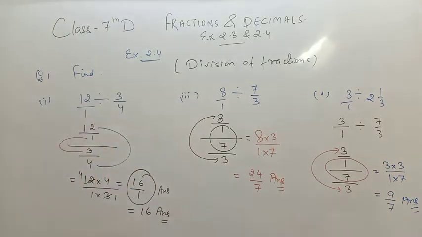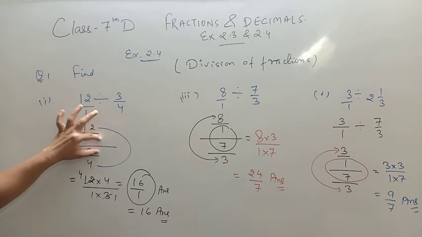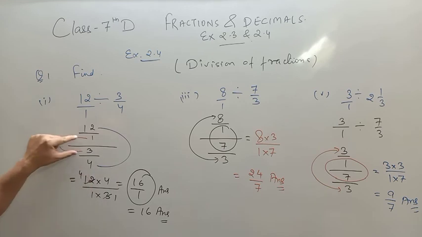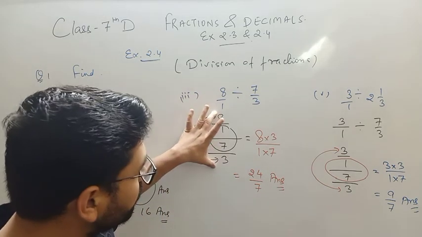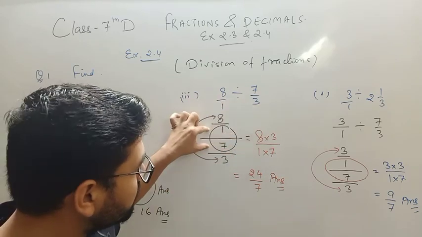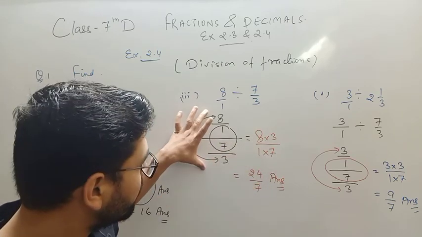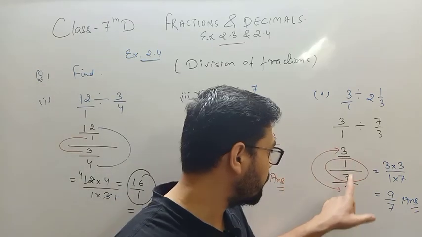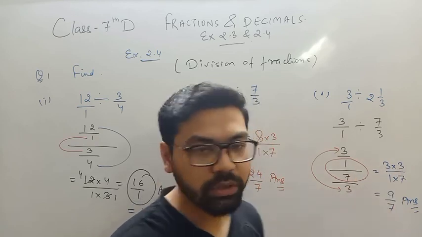So this is the simplest way of dividing two fractions, where you multiply the middle terms and the two extreme terms, right? So 12 into 4 is in the numerator and 3 into 1 is in the denominator. Same way, 8 into 3 in the numerator. So you just multiply the two extreme terms and just multiply the middle terms. The middle terms come in the denominator and the multiplication of the extreme terms comes into the numerator. Similarly, 3 into 3 and 1 into 7. So 9 upon 7, this is the answer.